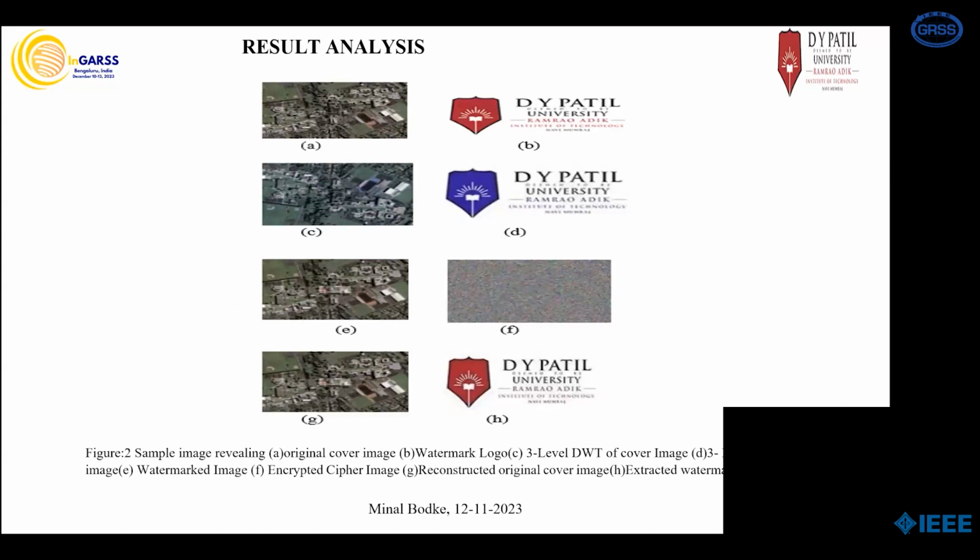Then the next part is the result analysis we have done. In the picture, you can see a sample image, where the first input is the original cover image. The second one is our watermark logo. In the next row, we can see the image we obtained by applying 3-level DWT, and on the watermark logo also we have applied 3-level DWT. In the third row, the first image is the watermarked image. Next you can see the cipher image, where we have encrypted using the multiplicative cipher, and the last row represents the reconstructed original image and the watermark logo.